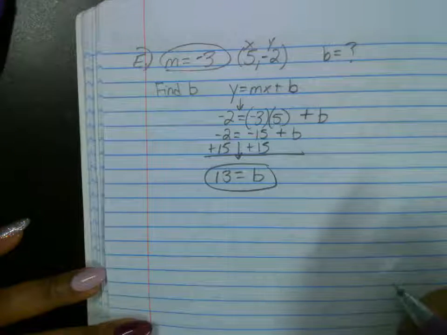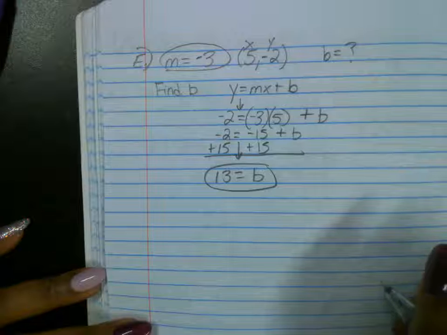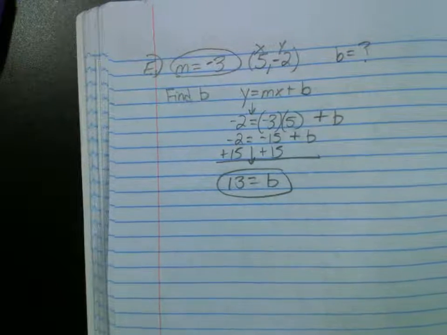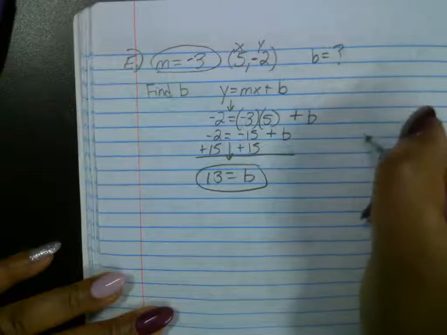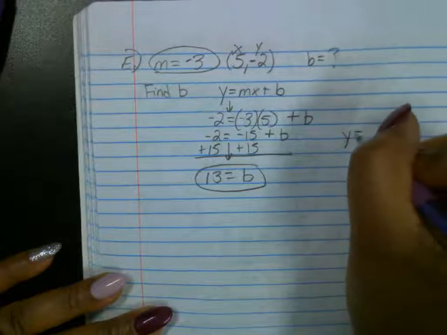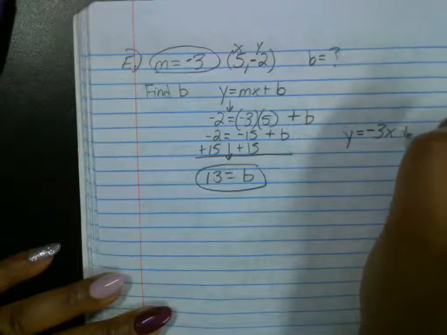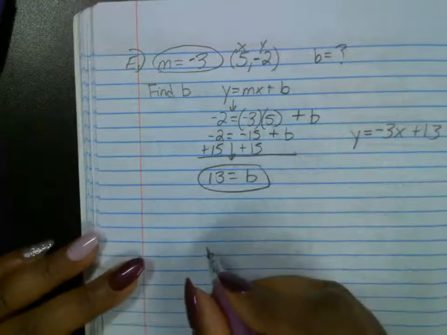So what do I do with these two numbers so that I can write the equation? Go ahead. Very good. And what does that give you when you plug it in? Y equals -3x plus 13. Okay. Good job.